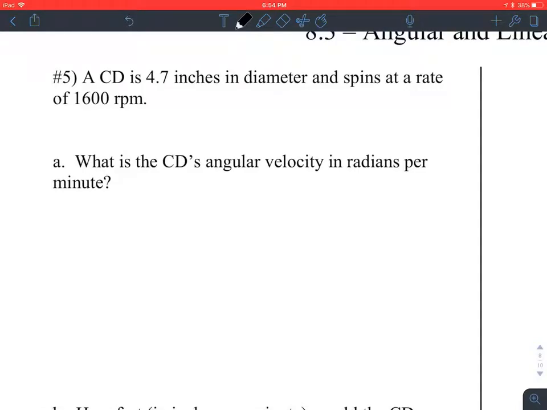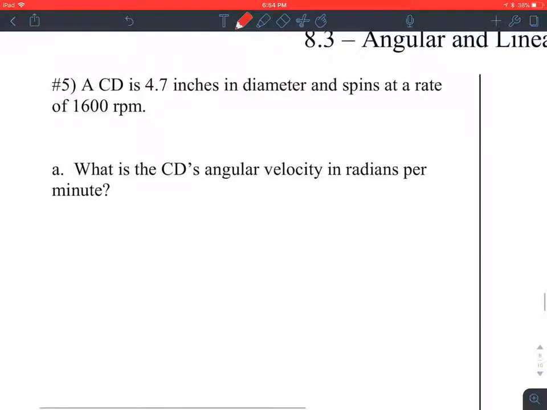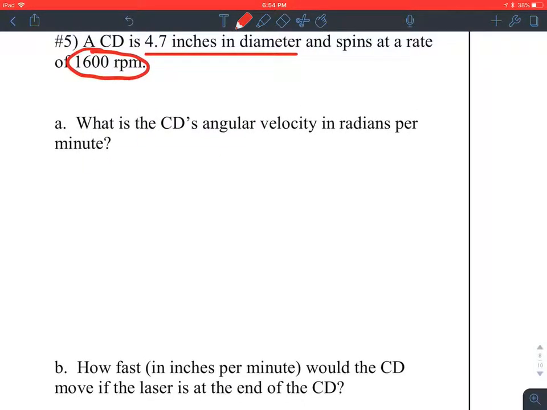One more problem left, 3 parts. The CD is 4.7 inches in diameter. That sounds important. Spins at a rate of 1600 RPM. That sounds essential. What is the angular velocity of the CD in radians per minute?